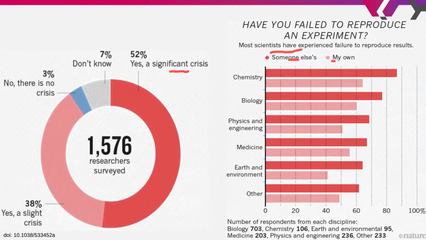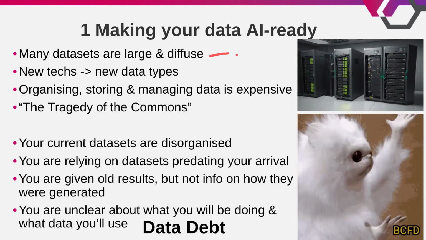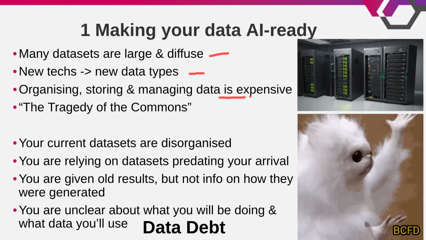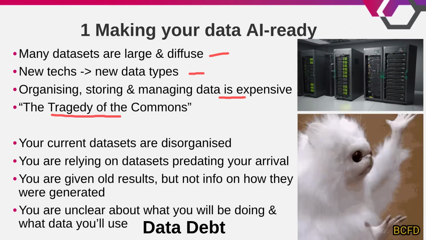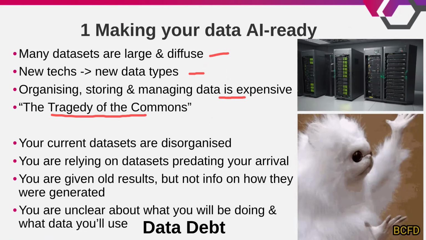So why is this challenging? Because the data sets that you're given often are large and diffuse. If you have new technologies, you get new data types all the time. The reality is that storing, managing, and organizing data is expensive. If you share resources, you get the tragedy of the commons where, in simple terms, people pee in the swimming pool.